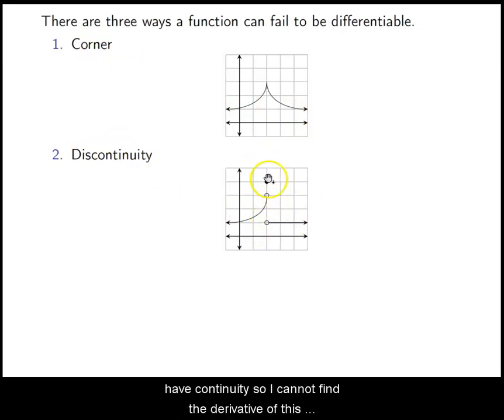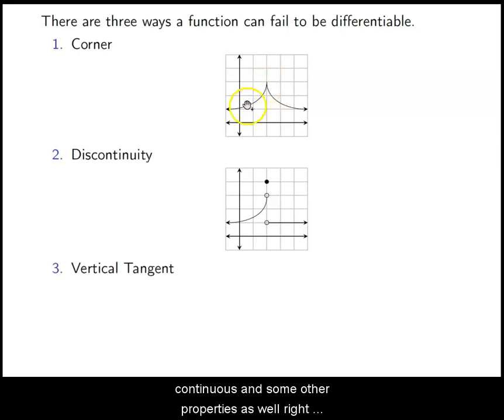So I cannot find the derivative of this function at this point. I can find the derivative up to and leading up to this point and after this point, so on intervals where I disregard this point. But I cannot find it here because, one, the left and right limits don't exist. Remember, a derivative is a limit, okay? And for a limit, I have to be continuous and some other properties as well, right?